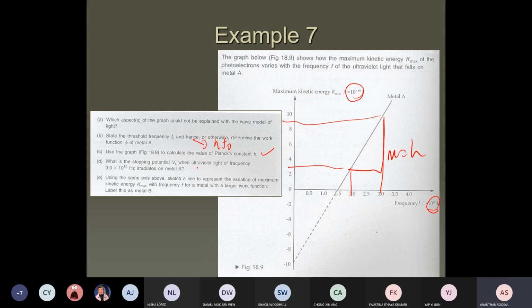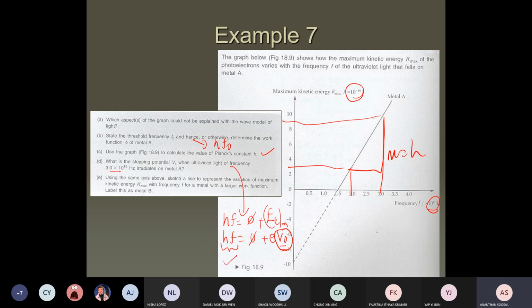Okay, D. What is the stopping potential when ultraviolet light of frequency 3 times 10 to the power of 15 hertz is radiated on this metal A? How do you find D? So stopping potential: h f equals work function plus EK max. The EK max we can convert to e V naught, the stopping potential. Do you know the other information? h f is the photon energy. They already said the ultraviolet frequency 3 times 10 to the power of 15 is radiated, so you know h f already.